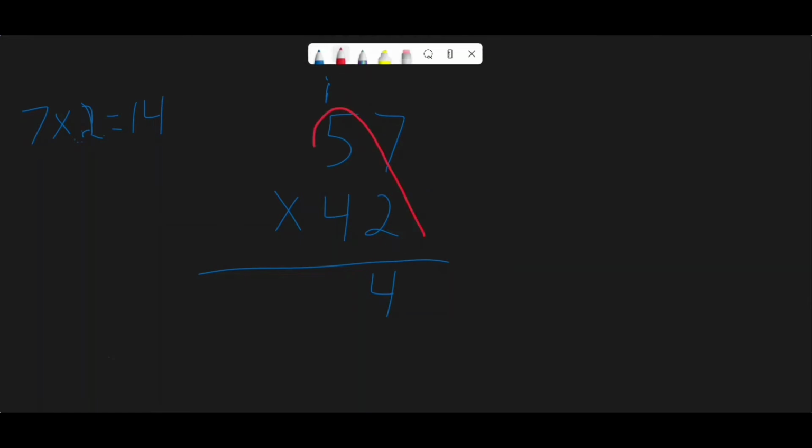Then we move on to the next one. So we have 5 times 2, which equals 10. But then we have to include this 1. Plus 1, 11. So we have 114 for the top number.